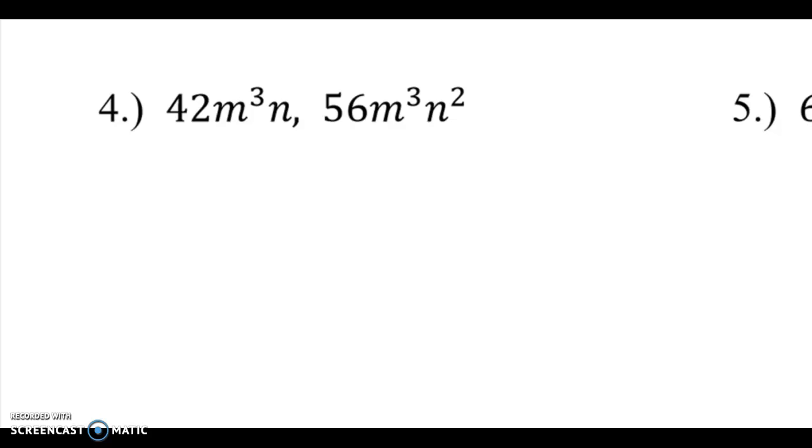So if I go a little bit bigger than 7, I can actually do 14. So 14 goes into both of these twice. If I do 56 divided by 14, it gives me 4. If I do 42 divided by 14, it gives me 3. So 14 is the biggest number that goes in both.